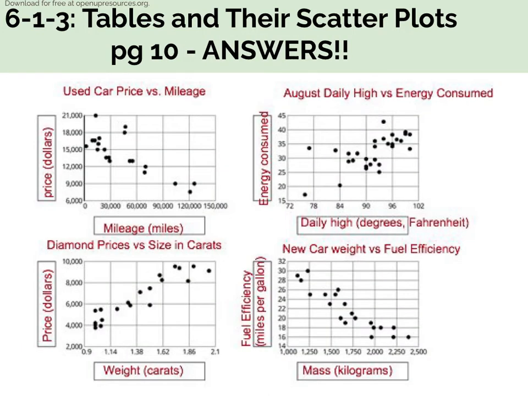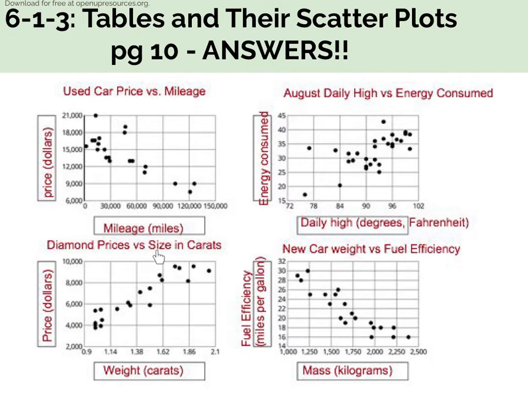All right, here are your answers. Notice how the first graph is the used car price versus mileage. We have price in dollars as my y-axis. I have mileage as my x-axis because the price depends on the mileage of the car. Notice how it goes down also. This is normally about cars. Next, August daily high versus energy consumed. Energy consumption is on the y-axis because energy consumption will depend on the degrees. And it's also going up the hill.